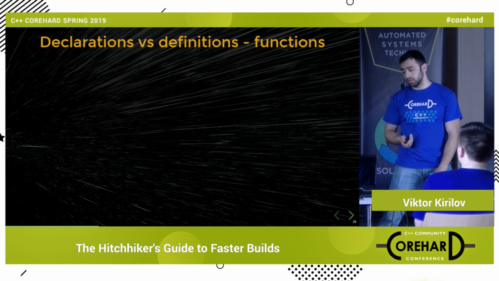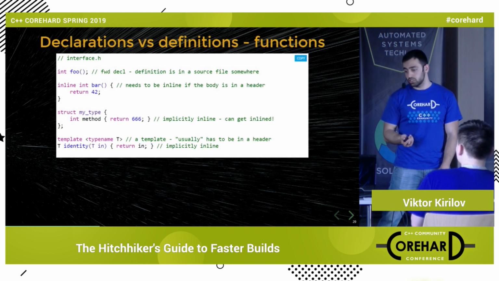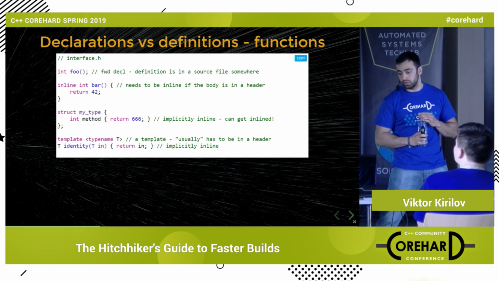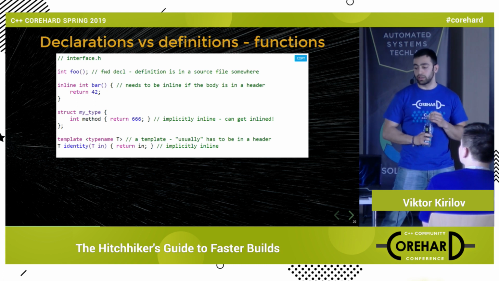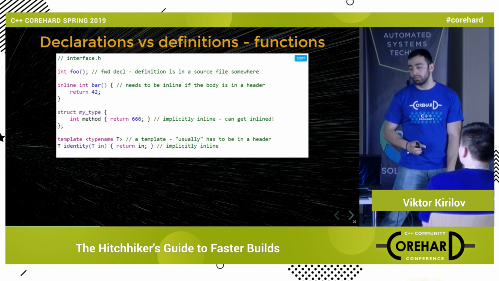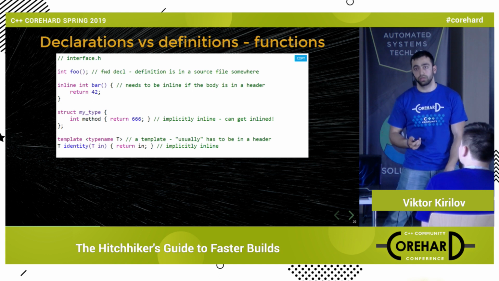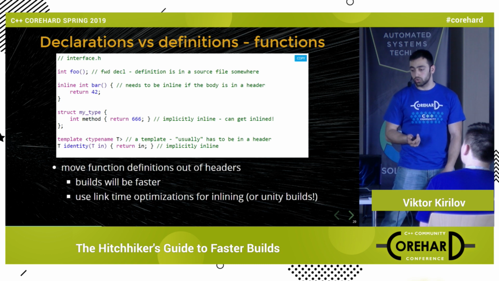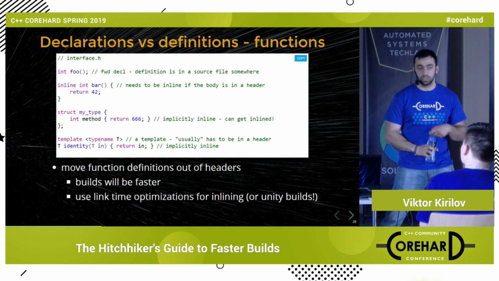Okay, so again, some of the basics, declarations and definitions. In this case, we see a header file, foo is declared, but the rest of the functions are defined. Actually, we can move all of these functions outside of the header file, including the template function, but that will be shown in later slides. And if you're concerned about moving the implementation of functions outside of header files and into source files, you should just think about link time optimizations or Unity builds.